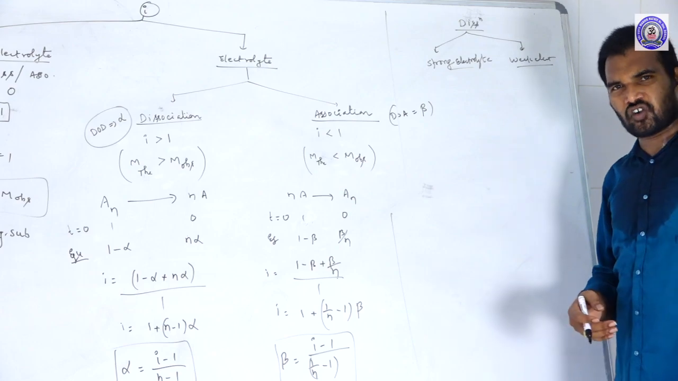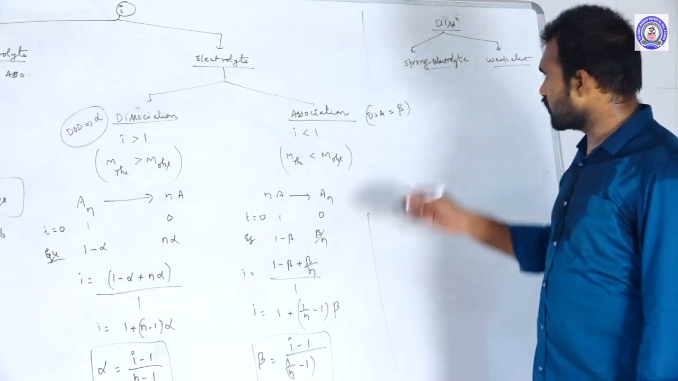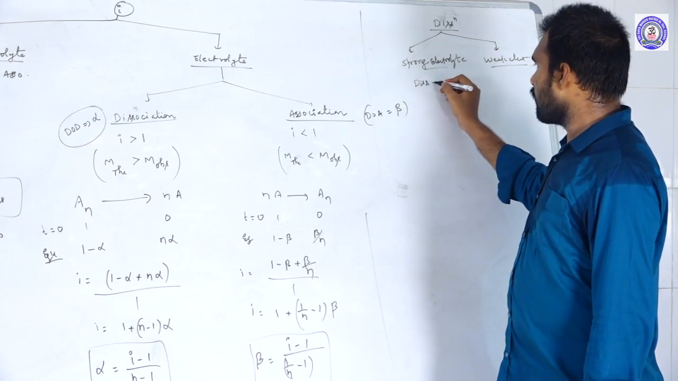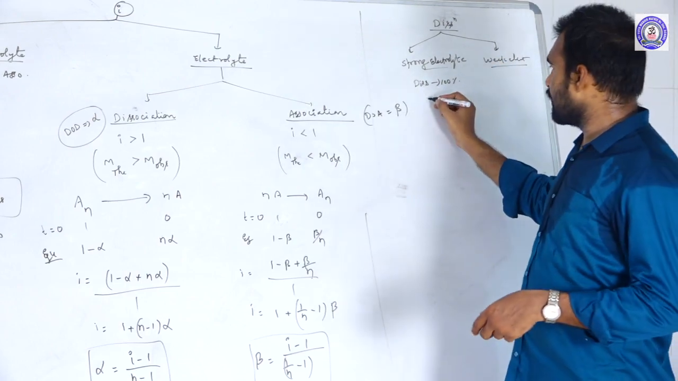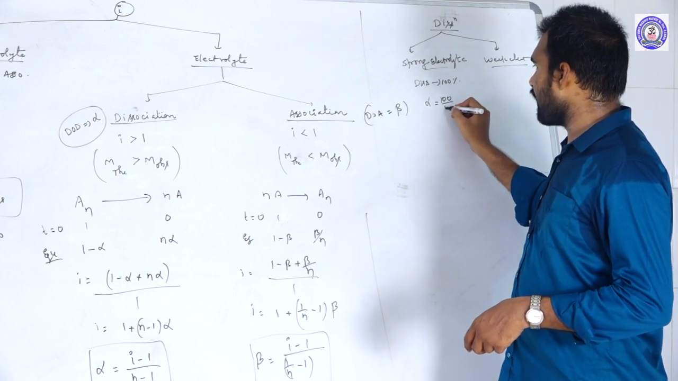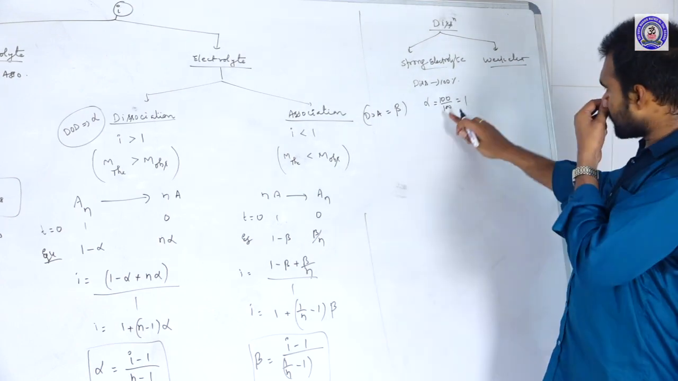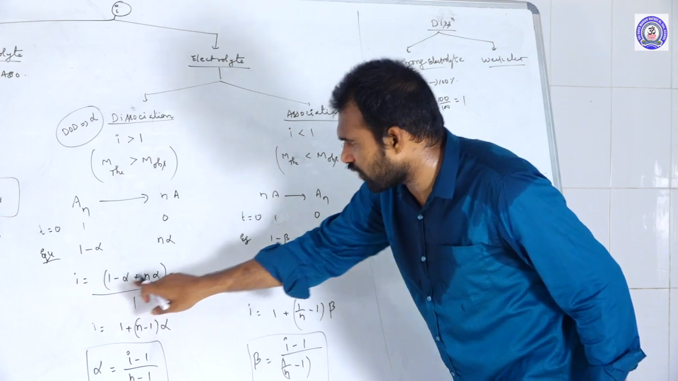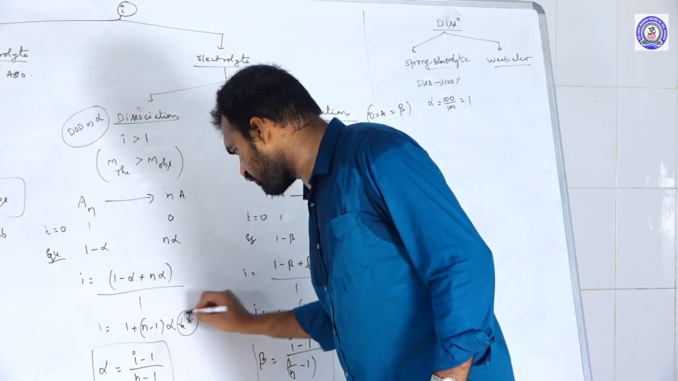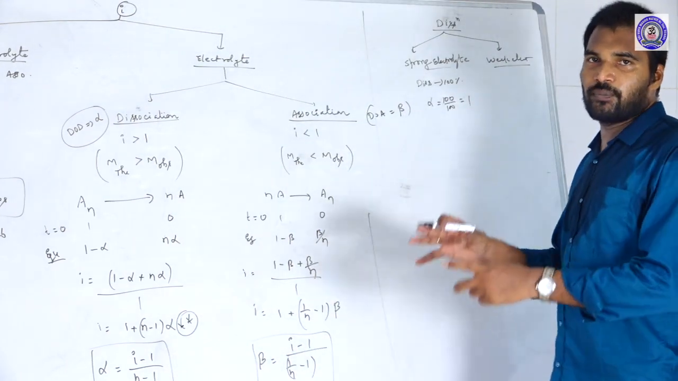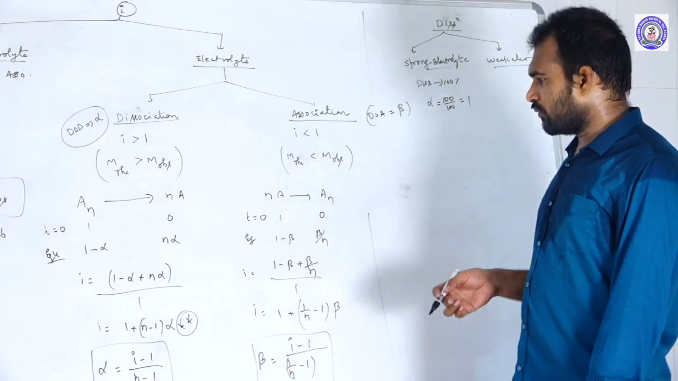What is the difference between a strong electrolyte and a weak electrolyte? Strong electrolytes mean 100% dissociation. If dissociation is 100%, then the alpha value will be 100 by 100, that is equal to 1. Alpha value exactly 1. Now substitute alpha value 1 in this equation: i is equal to 1 plus (n minus 1) into alpha. You remember this formula. This formula is very useful to you. Once we know the alpha value, you can calculate the i value.